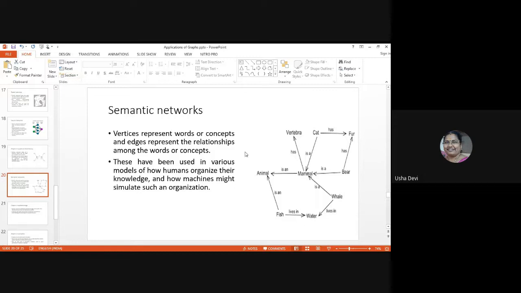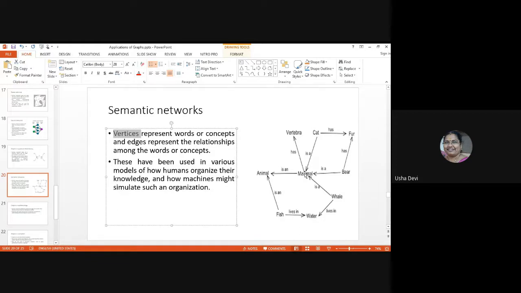Based on that, all the words or concepts which you are trying to search, we can say them as vertices. Just see this example. Which are the words you are using here? What are all the vertices here? Vertices in the semantic network: mammals, deer, animal, whale, bear, fish, water, vertebra, cat, and fur. So all these are the words which we are going to use.